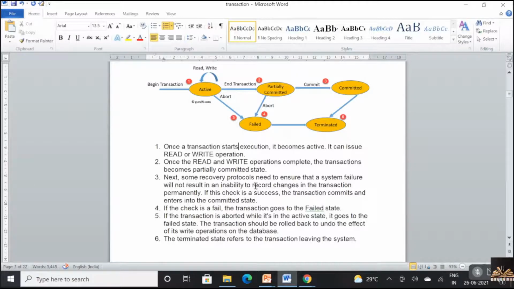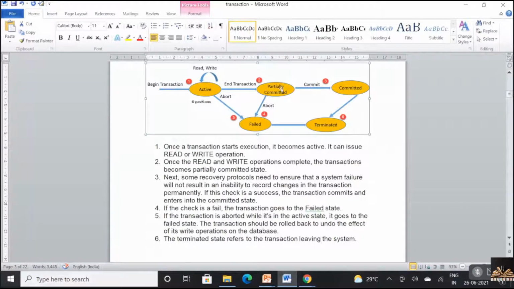Next, some recovery protocols need to ensure that a system failure will not result in inconsistency. If there is no problem with the system and no problems with the software, and I have executed the commit statement, then it reaches the committed state. And once the committed state has been reached, I can terminate the transaction. You can write anything over there, terminated or aborted. Then step 4 would be: if the check fails, the transaction is a failure, and it enters the failed state after the partially committed state has been entered.